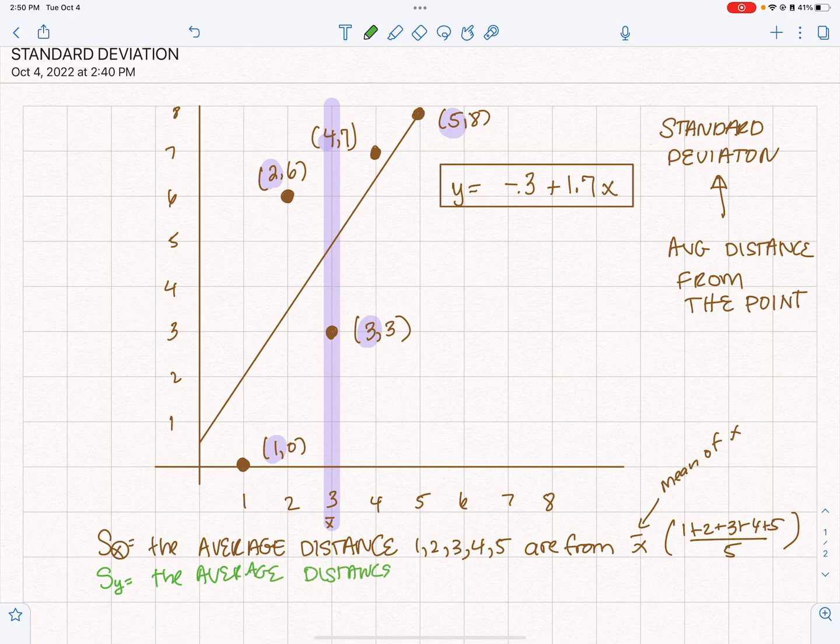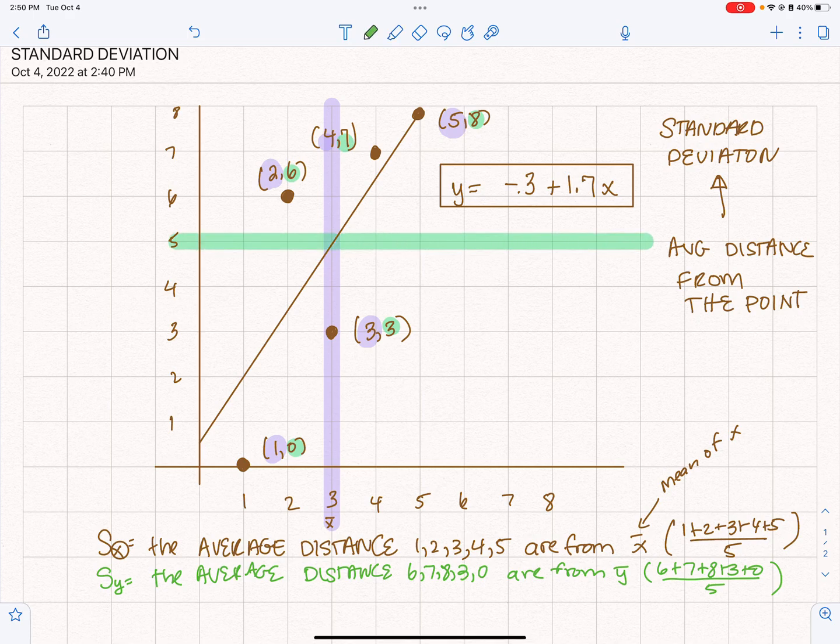All right, so the next one is SY, and that's going to be the average distance. Now all my y's, so my y's are here at 6, 7, 8, 3, and 0. So 6, 7, 8, 3, and 0 are from my y bar. 6 plus 7 plus 8 plus 3 plus 0. And that's going to be somewhere about right here.